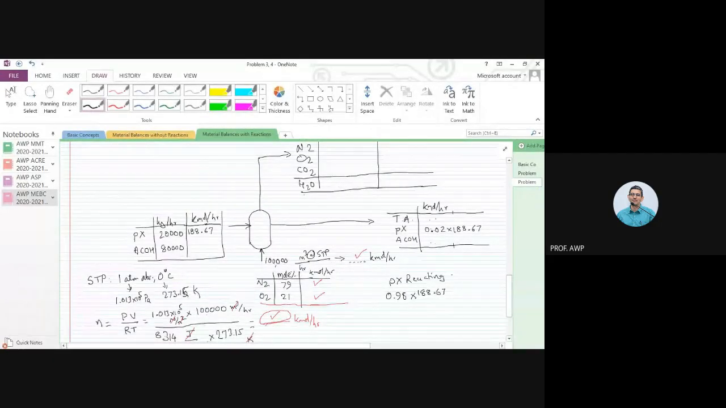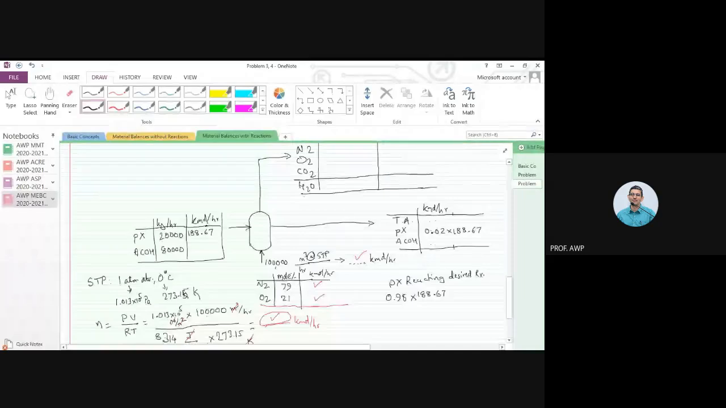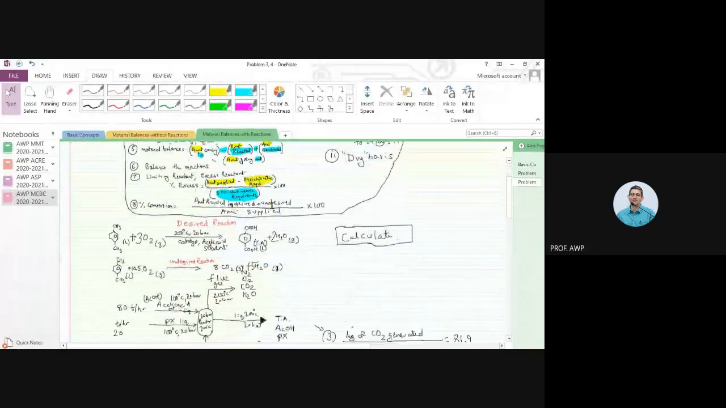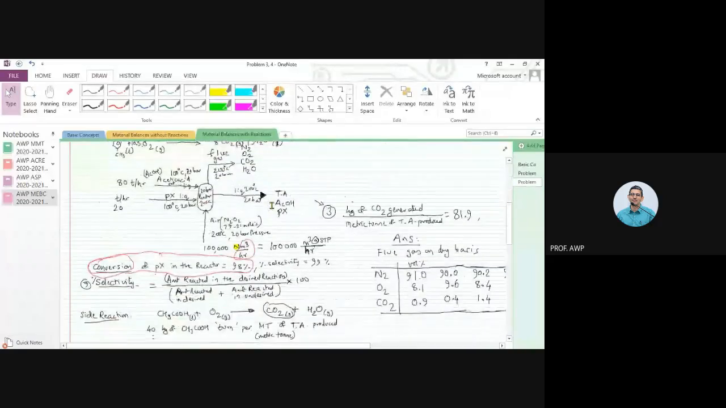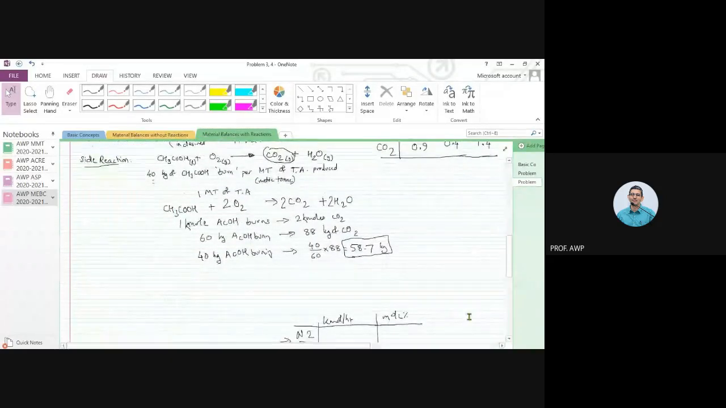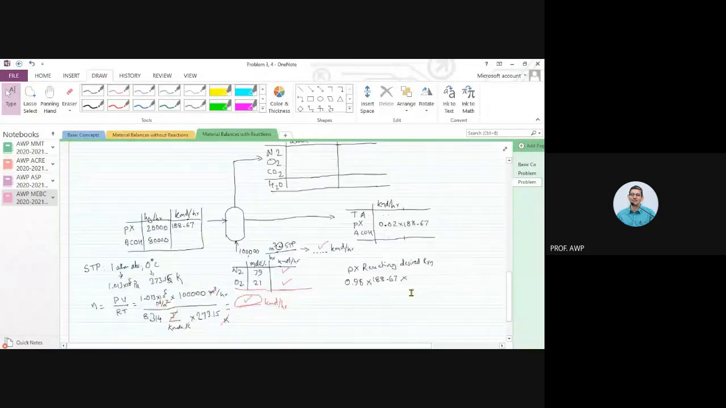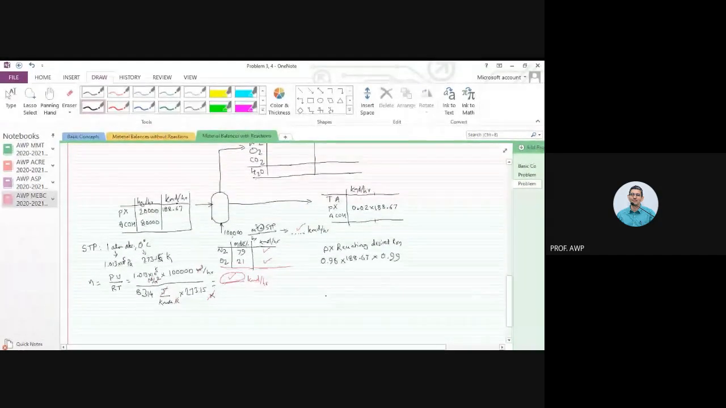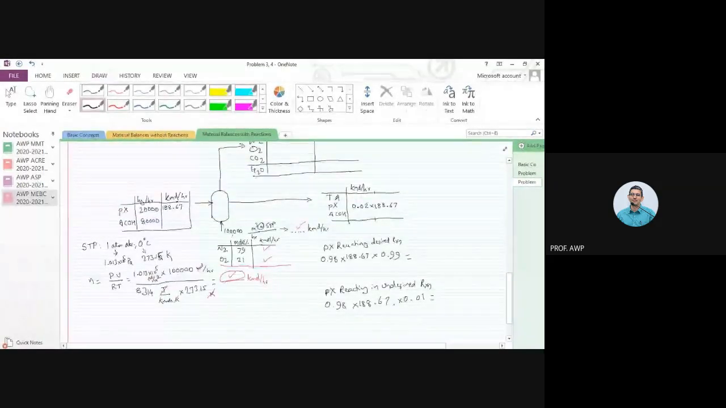How much paraxylene is reacting in the desired reaction? It is 0.98 multiplied by 188.67. Selectivity 0.99. 99%. Selectivity means amount reacted in the desired reaction divided by the total amount reacting. Selectivity is 99%. So paraxylene reacting in the desired reaction is 0.98 into 188.67 into 0.99. Paraxylene reacting in undesired reaction is 0.98 into 188.67 into 1%, 0.01. Let's just calculate these numbers.